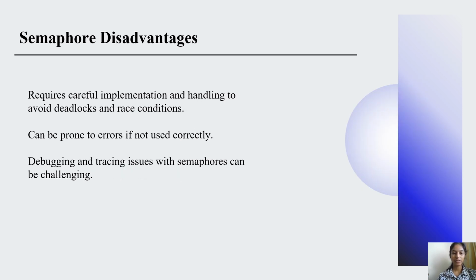Semaphore disadvantages: requires careful implementation and handling to avoid deadlocks and race conditions, can be prone to errors if not used correctly. Debugging and tracing issues with semaphores can be challenging.